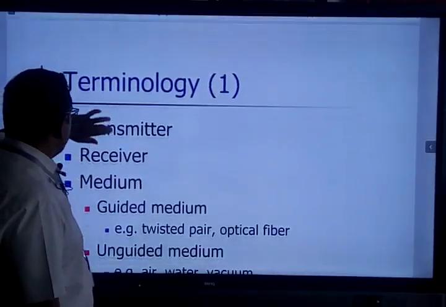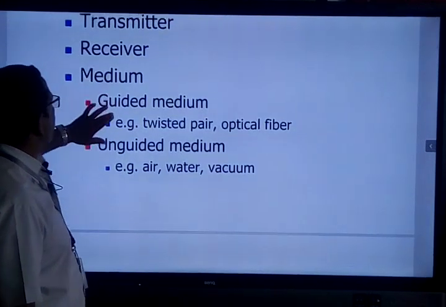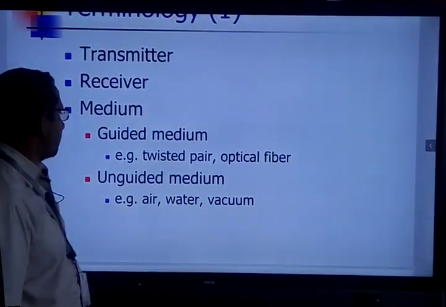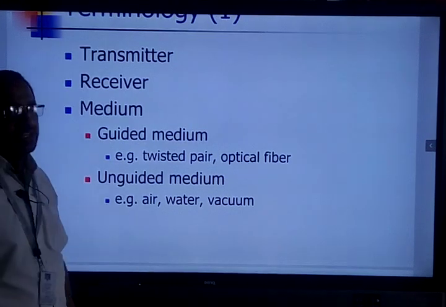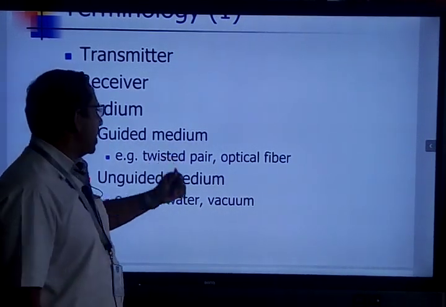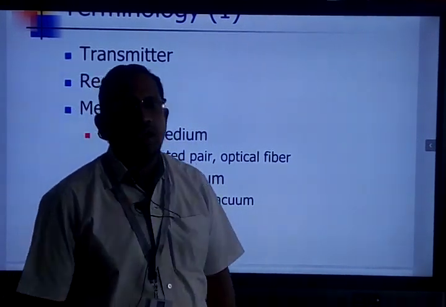Then next we have the medium. Very importantly, we have two types of mediums, wired medium and wireless medium. In the wired medium we have twisted pair, optical fiber, and coaxial cables.